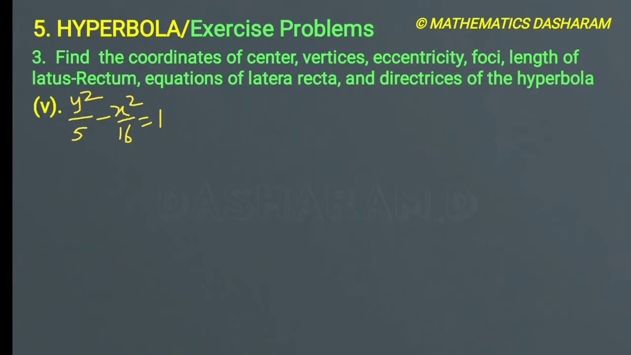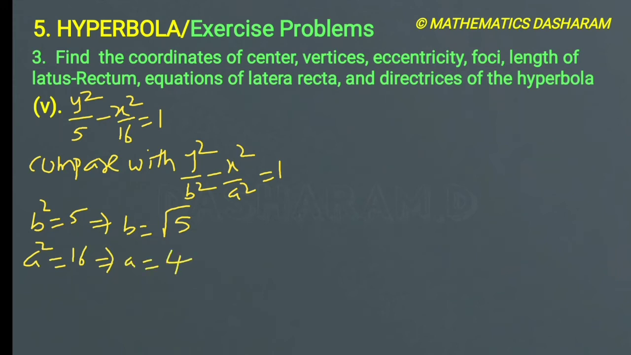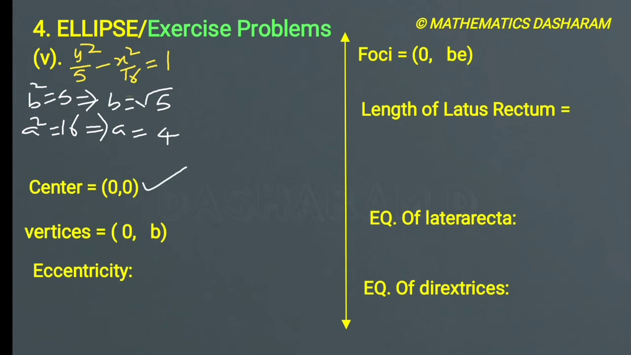Fifth question, y square by 5 minus x square by 16 equals 1. Let's compare with the standard form of a hyperbola. So here b square equals 5, then b equals under root 5. 5 is not a perfect square number. a square equals 16, here a equals root 16, answer is 4. The center is 0 comma 0.